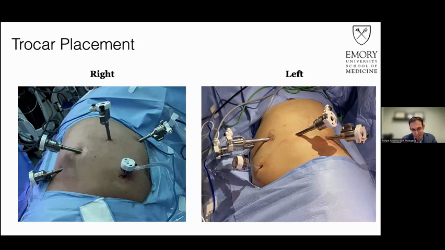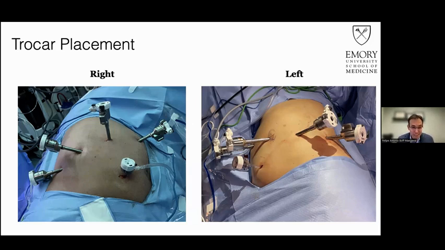Usually we put them about 1 to 2 centimeters below the costal margin. You want to be high because you'll be surprised how high the adrenal gland is, especially on the right side. And you want to look down instead of looking up so that your most lateral trocar doesn't hit the iliac crest and limit your range of motion.